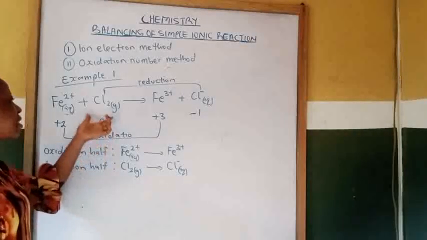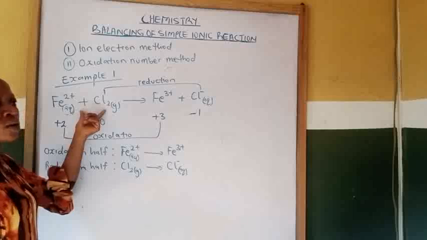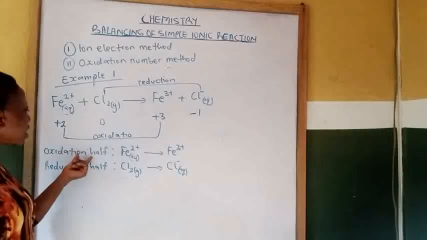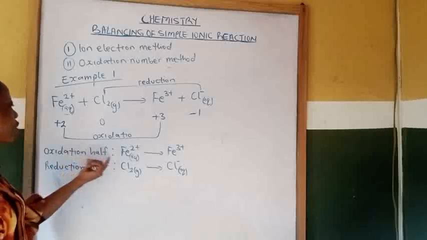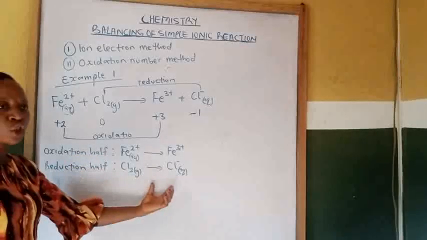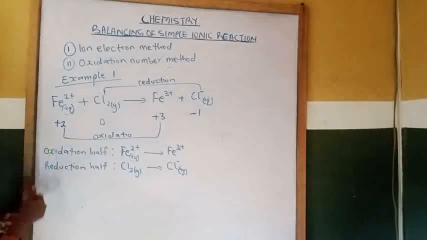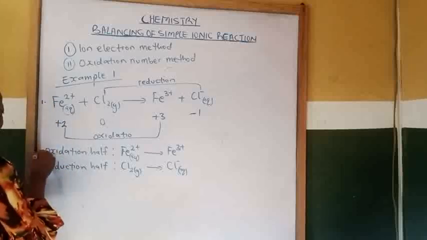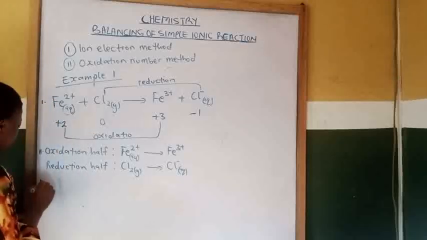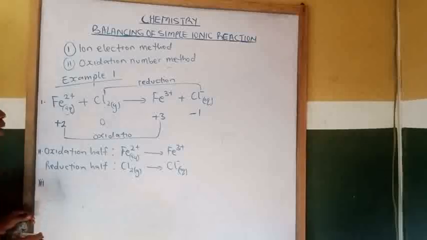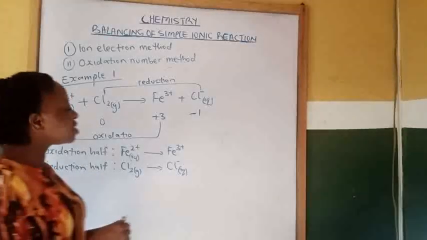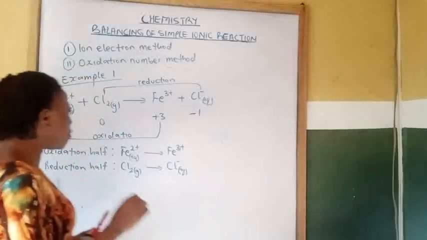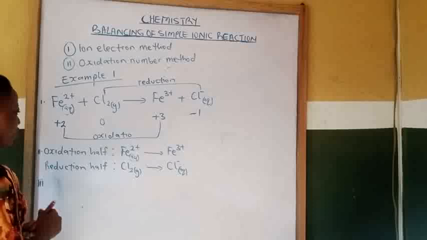So the first step, you assign oxidation number to each atom. Then number 2, split into 2 half reactions, that is oxidation half and reduction half. Now the third step, you balance the number of what? You balance the number of atoms in each half reaction.